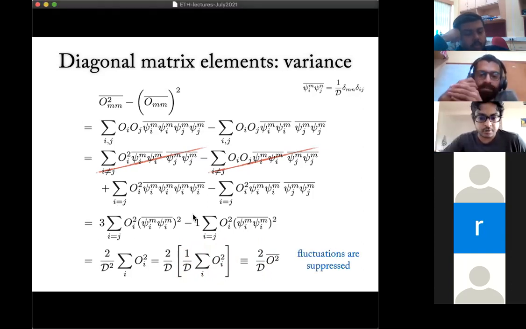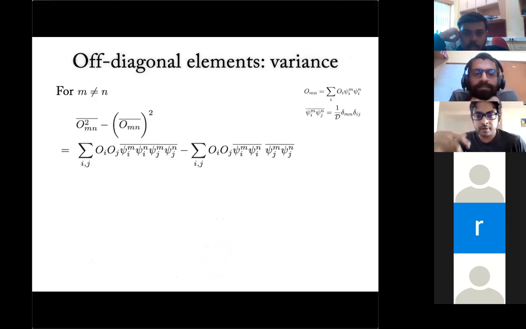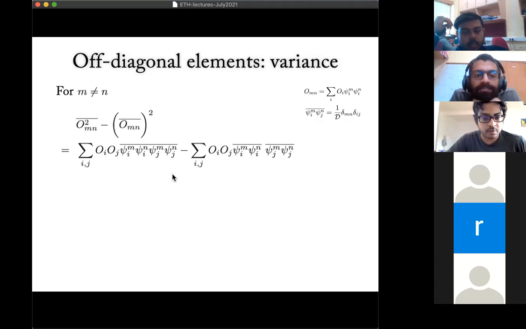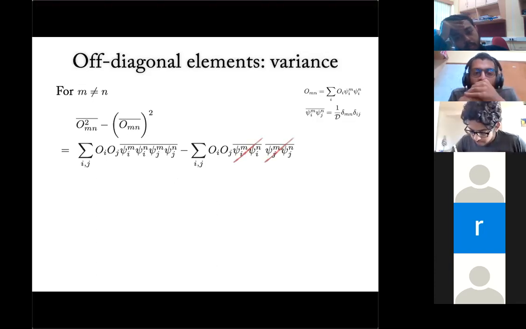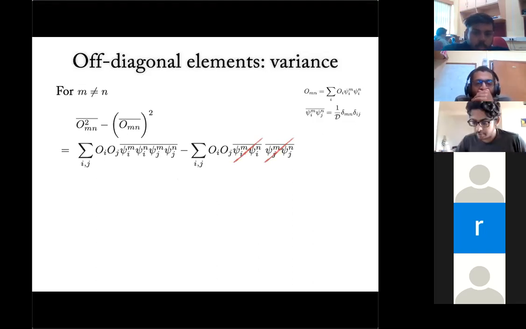Okay, fluctuations are suppressed. Now you can do the same thing. You can find the variance for the off-diagonal elements. It's a bit simpler than the diagonal elements because of the weak contractions. So if m is not equal to n, these things are outright zero. Okay, so that's because of this relation.